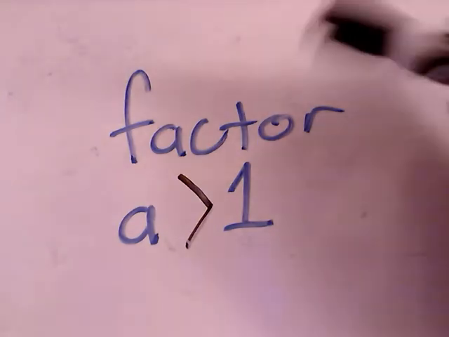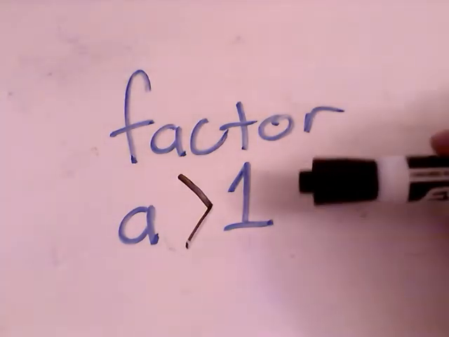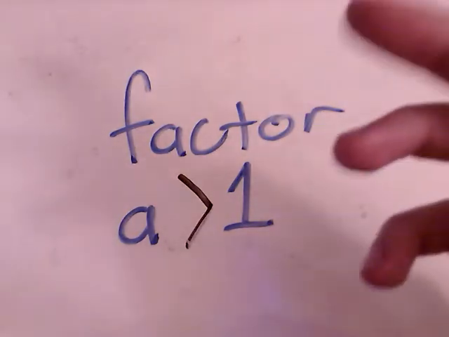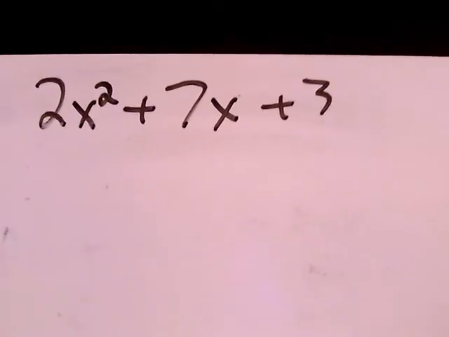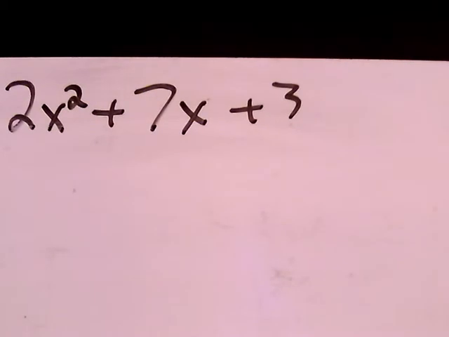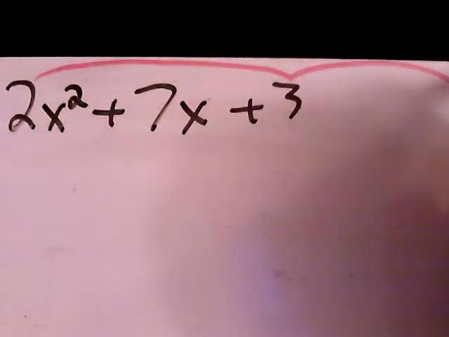Alright, in this video we are factoring again, but now we have a is greater than 1, so these are problems with a number in front of my x squared to deal with. So we have 2x squared plus 7x plus 3. Now, the method I told you guys to do was the leapfrog method. So what I'm going to do is leapfrog.